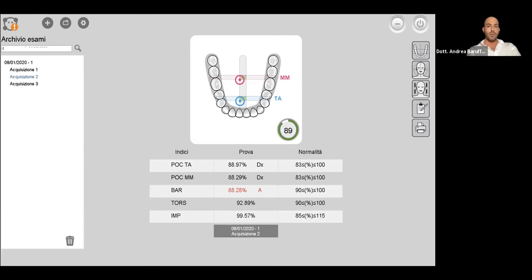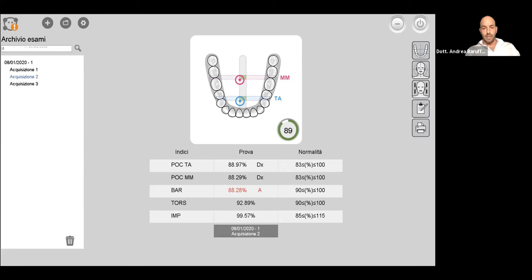Immediately beside the image, you see the green circle that is the index of neuromuscular balance. And this index includes the values of the indexes that are written below. It is represented with a green ring if the overall balance is higher than 83%, yellow if it is between 82 and 75%, and red if it's less than 74%. It describes an overall view of the balance.